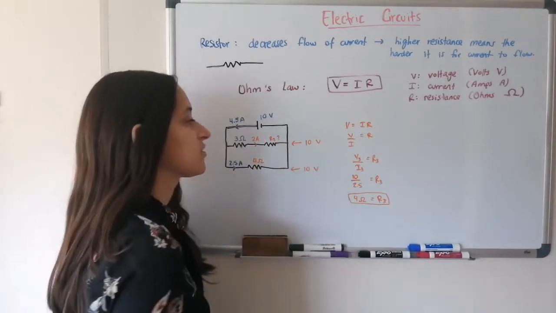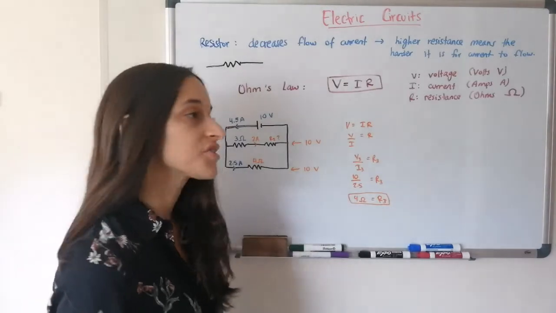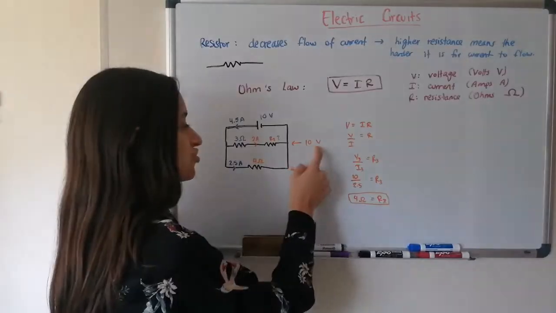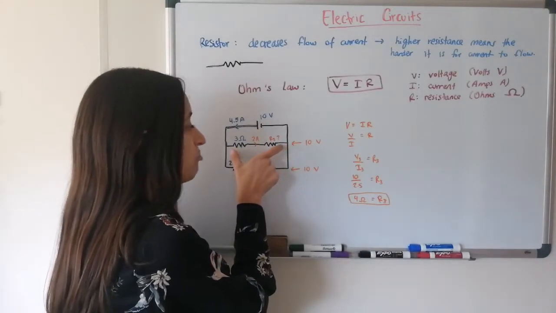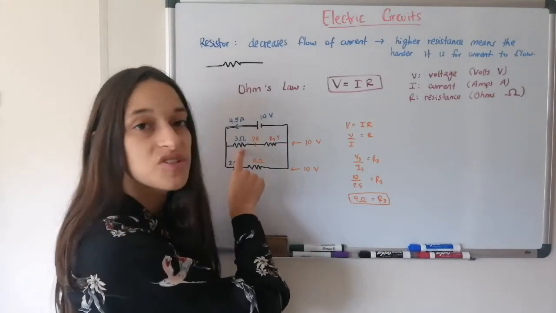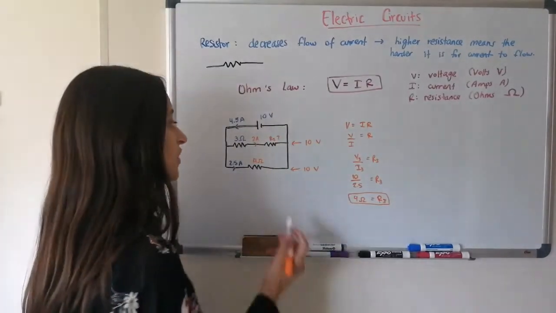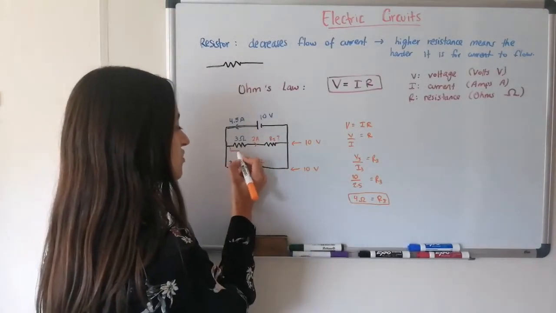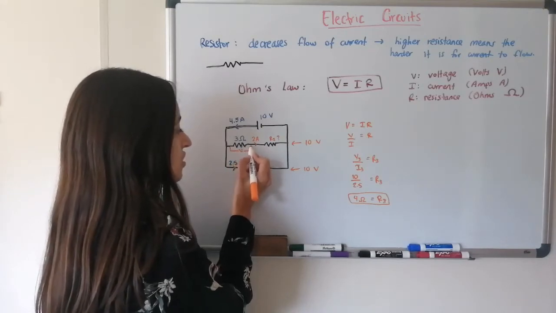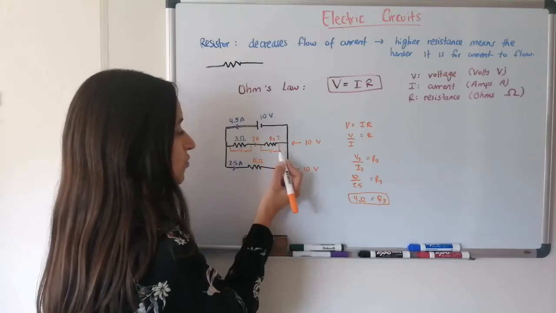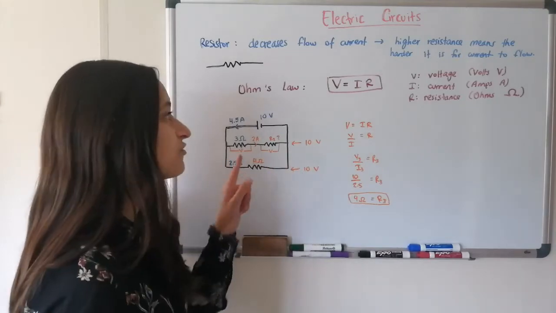So now we want to figure out R2. But in order to calculate R2, we need the voltage drop there. The total voltage drop is 10 in the whole thing, but part of it will be in this resistor and part of it will be in the second resistor. So first we need to figure out the voltage drop in this resistor, so that then we can know the voltage drop in this resistor and use Ohm's law.